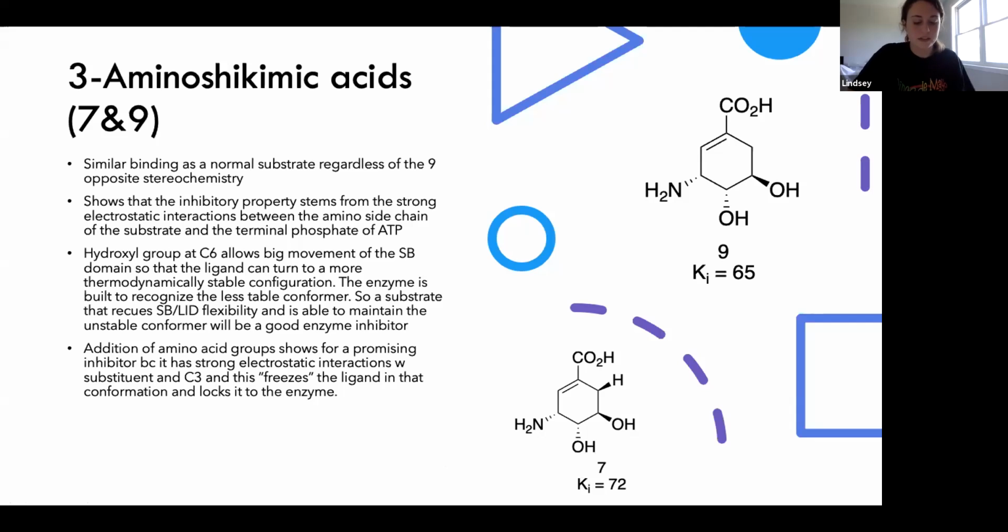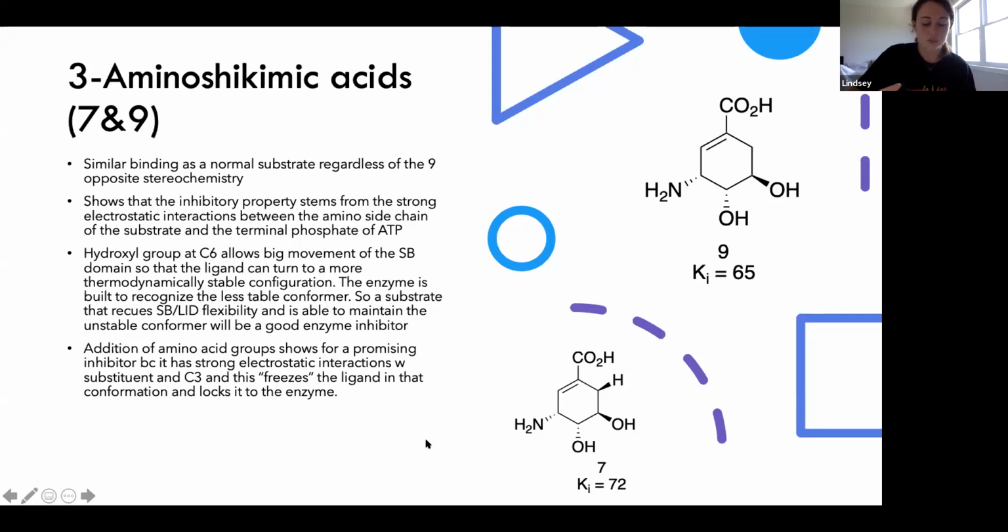What they found was that you can see that these have different stereochemistries compared to the original molecule. And they found that the C3 substituent would interact with the gamma phosphate, causing it to bind similarly to shikimate. And the interaction between the gamma phosphate and the C3 substituent is electrostatic, which basically means it's just van der Waals. And the interaction favors the SB domain and nucleotide remaining very close.